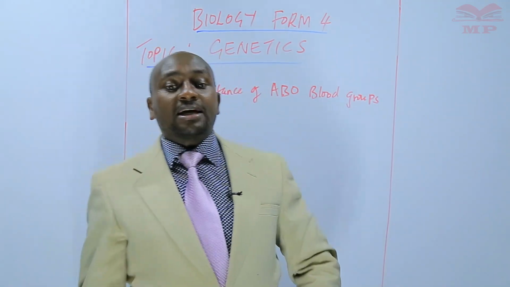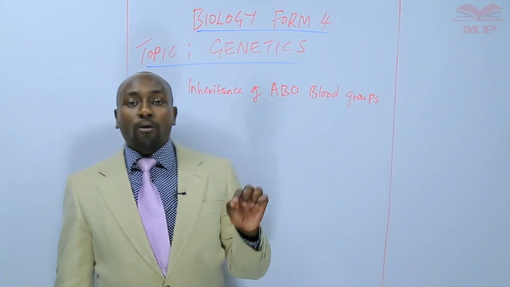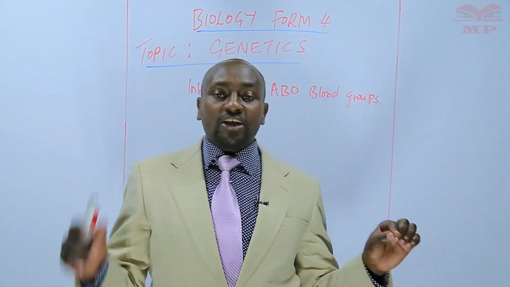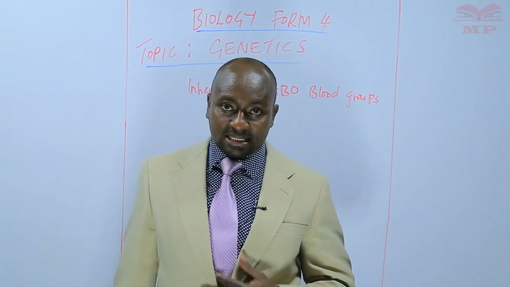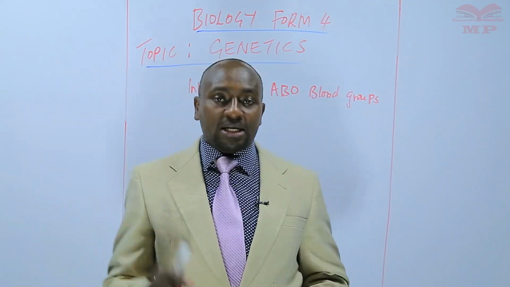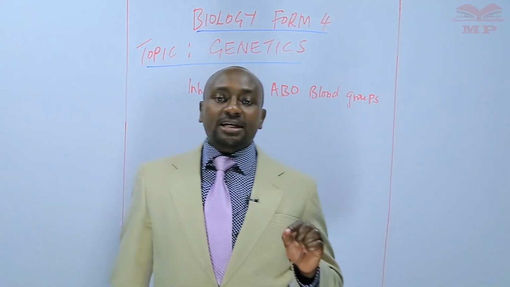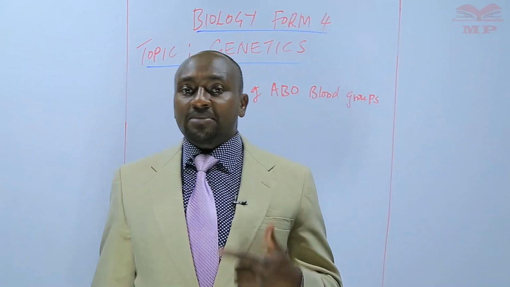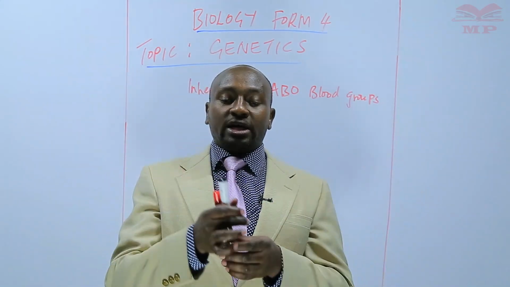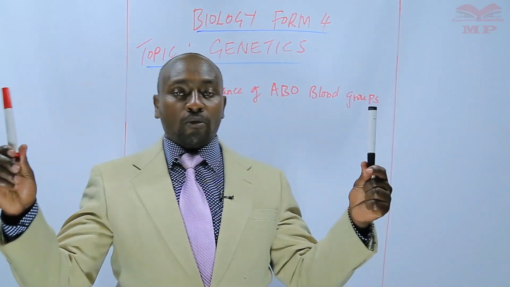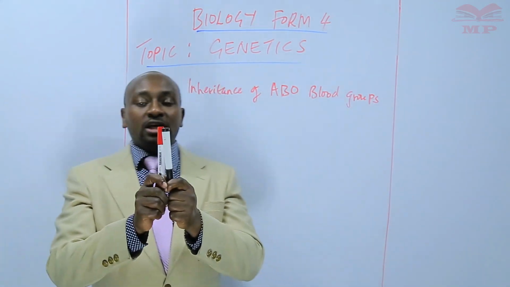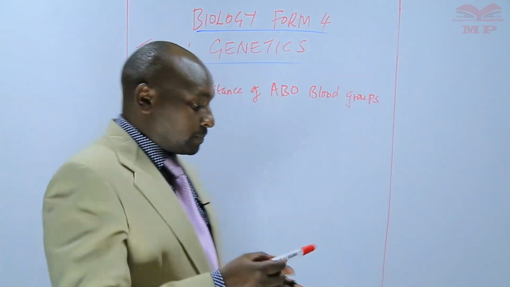And therefore, we can say that the gene for blood group A and the gene for blood group B are codominant. Codominant means that they both express themselves if they are to come together. For example, this is the gene for A, this is the gene for B. When they come together, we get blood group AB.